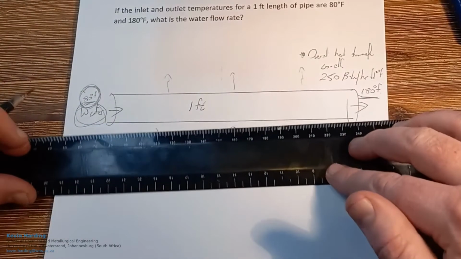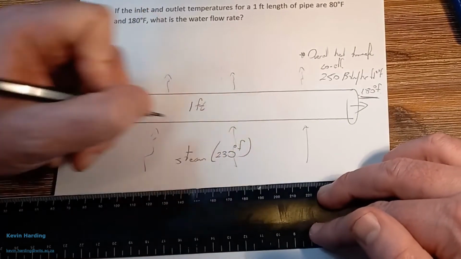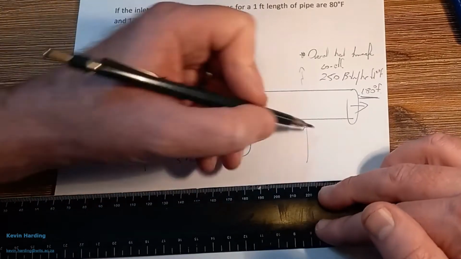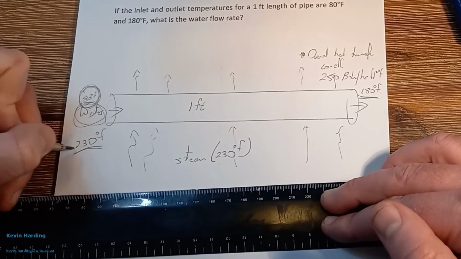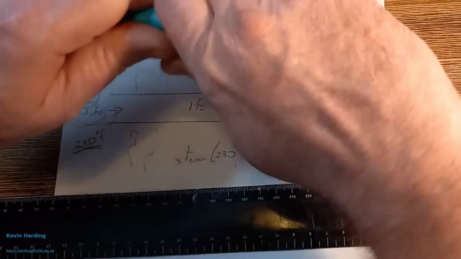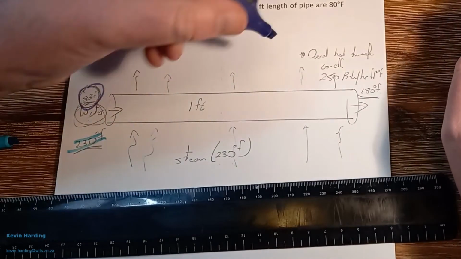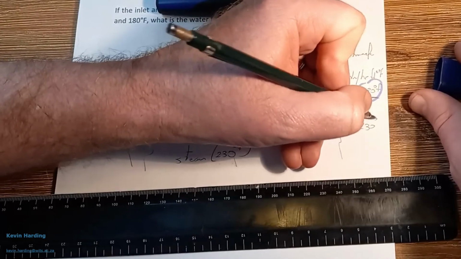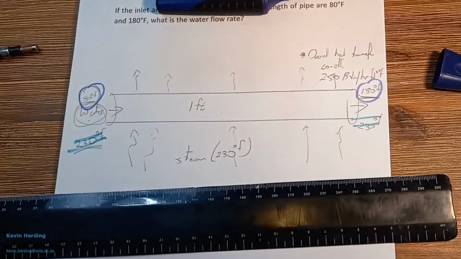One of the things that was in the question as well was that the steam was at 230 degrees Fahrenheit. So we are going to assume that this temperature is the same on the left-hand side and on the right-hand side. So we're going to have 230 degrees Fahrenheit on the very left. Let's just highlight this quickly. The steam is coming in at 230 degrees Fahrenheit with the water coming in at 80. It's then coming out at 180, and on the right-hand side, the steam is still at 230 degrees Fahrenheit. That is the steam that's coming out.